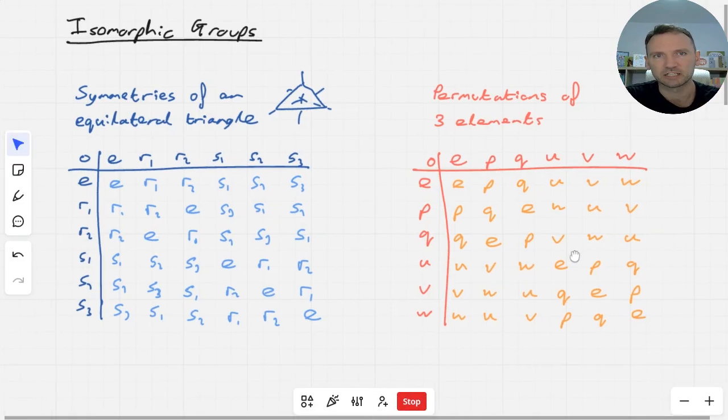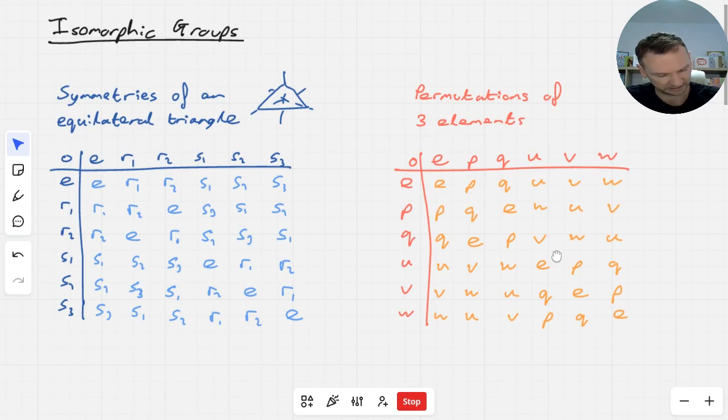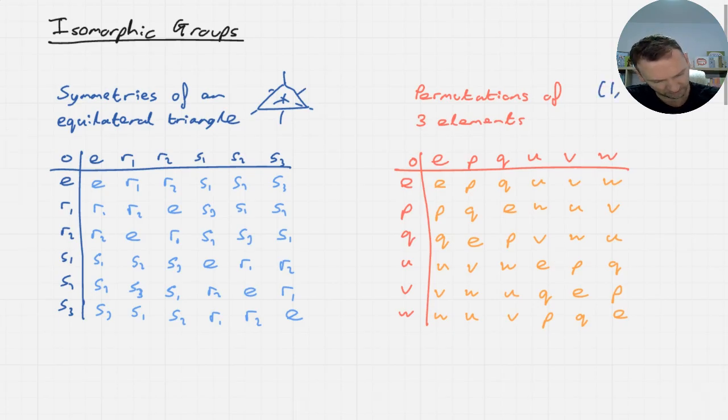The other group we're looking at, the permutations of three elements, is saying, let's imagine that we have elements 1, 2, 3. How might we rearrange these? Well, we might do nothing. We might just keep it as 1, 2, 3. That's our identity. Or we might do something where it becomes 2, 3, 1, for example, and rearrange those in those different ways. In total, there's 6 different ways, and I'm labeling those 6 different ways E, P, Q, U, V, and W.